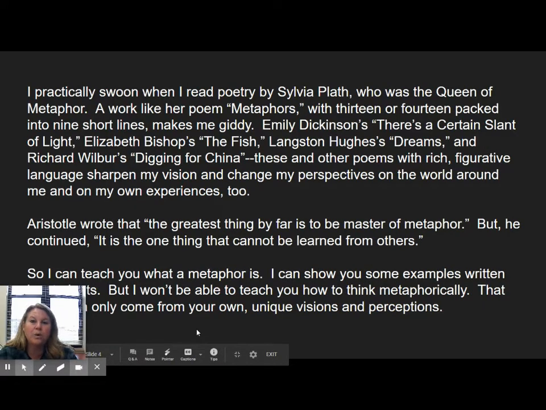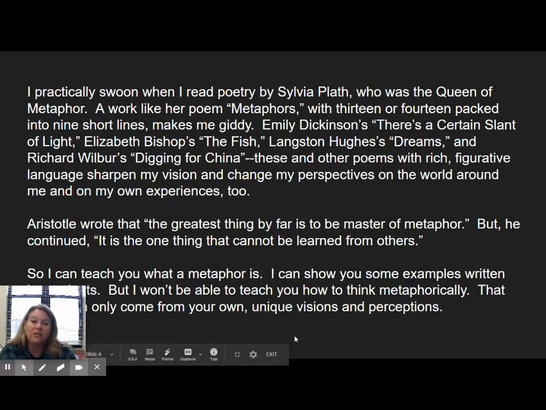I practically swoon when I read poetry by Sylvia Plath, who was the queen of metaphor. A work like her poem Metaphors, with 13 or 14 packed into 9 short lines, makes me giddy. Emily Dickinson's There's a Certain Slant of Light, Elizabeth Bishop's The Fish, Langston Hughes' Dreams, and Richard Wilbur's Digging for China. These and other poems with rich figurative language sharpen my vision and change my perspectives on the world around me and on my own experiences too.